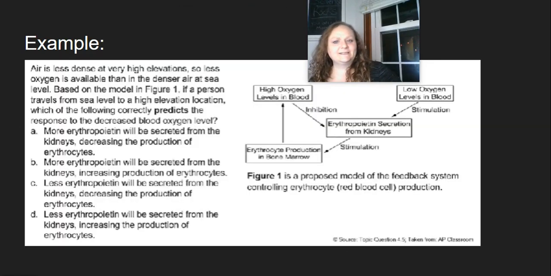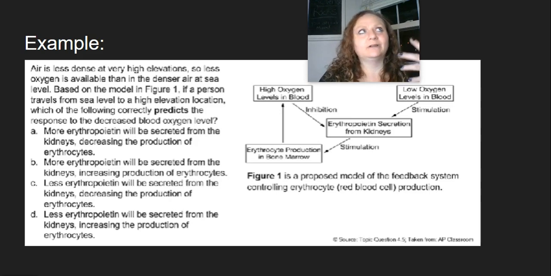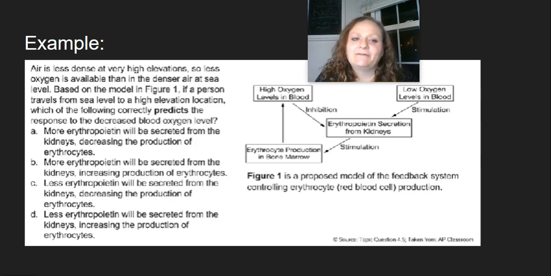All right, so this is actually an example that comes directly from College Board. I actually took it from their daily video because I wanted you guys to have a chance to look at this particular example, okay? Air is less dense at very high elevations, so less oxygen is available than in denser air at sea level. Based on the model in Figure 1, if a person travels from sea level to a high elevation location, which of the following correctly predicts the response to the decreased blood oxygen level?